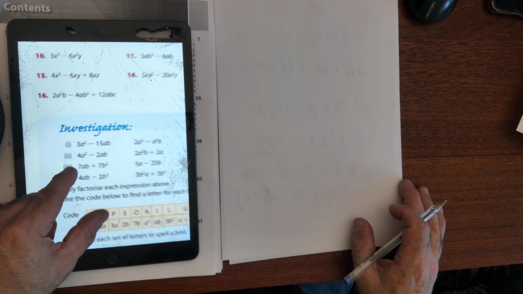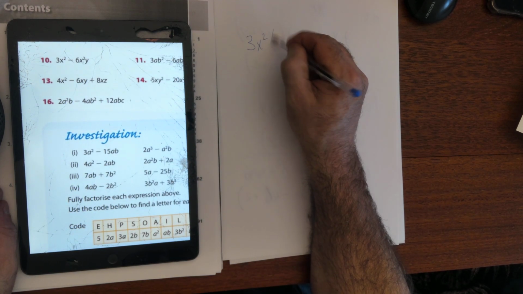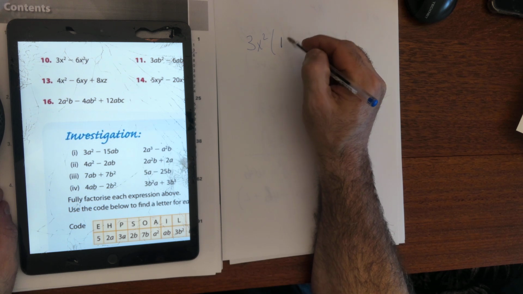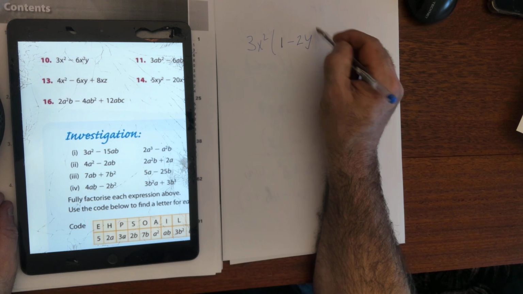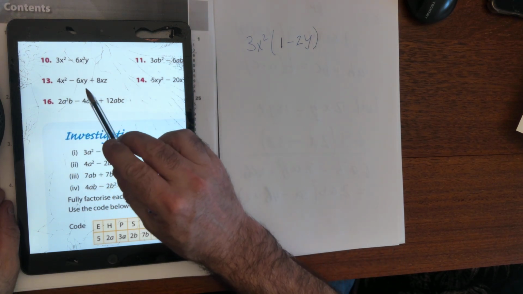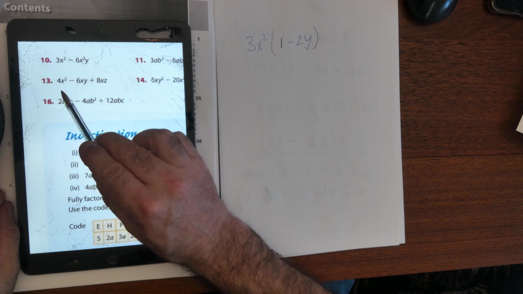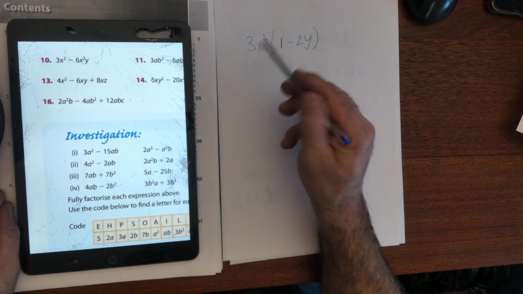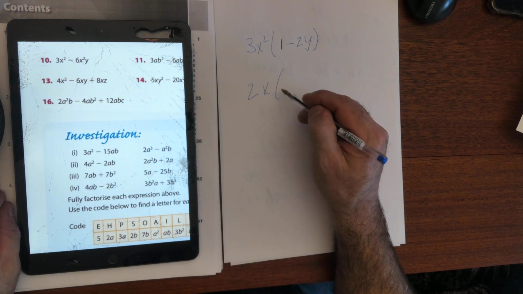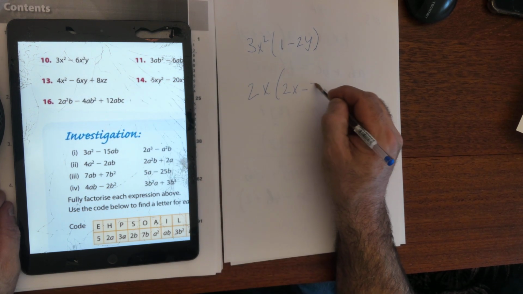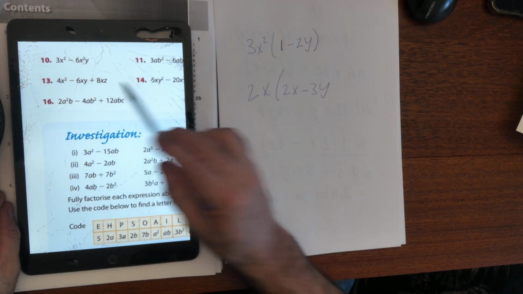I'll just do all of these at full speed. Okay, question 10 here. I'll take out 3x squared, leaving 1. That's interesting. When the whole thing comes out, you're leaving 1 minus 2y. Now I can't take out 4, but I can take out 2. So I'll take out 2 with the lowest power of x, which is 2x, leaving 2x minus 3y, and taking out 2x here leaves plus 4z.